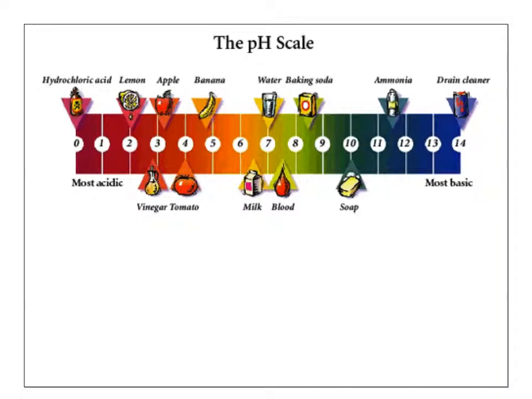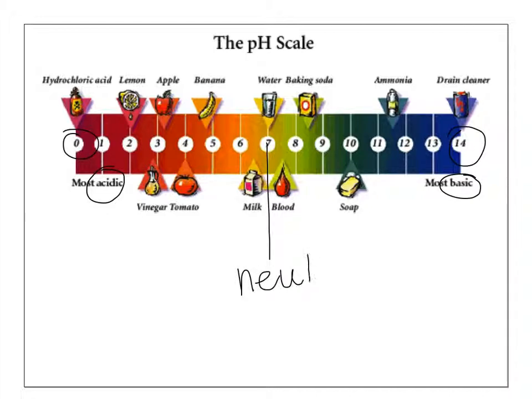First, let's define the pH scale. It's a scale that ranges from 0 to 14 that tells us how acidic or basic something is. So 0 is the end of the scale where we see the most acidic substances. 14 is the other end of the scale where we see the most basic substances. And then 7 is neutral. This slide shows some common substances and their corresponding pHs.